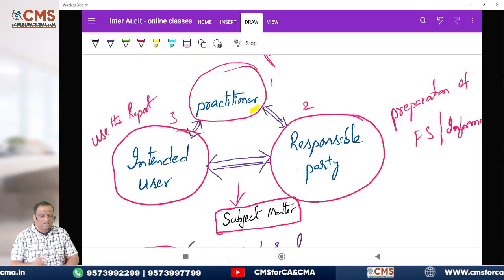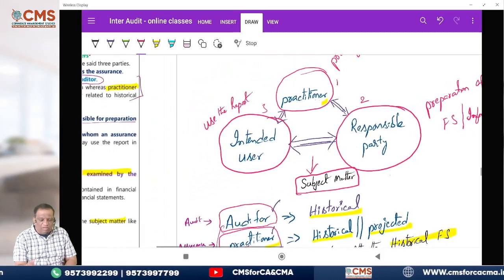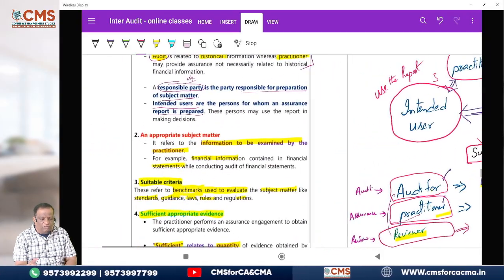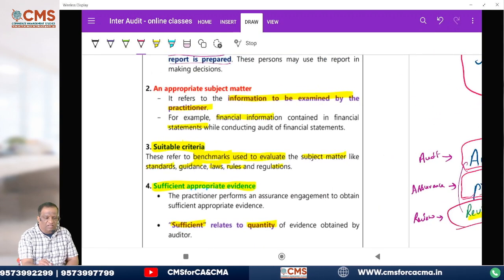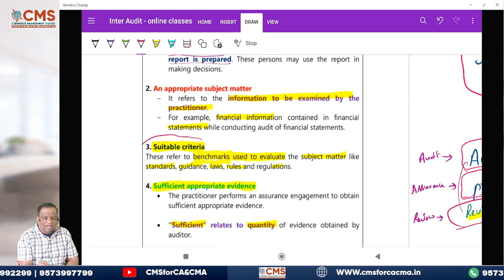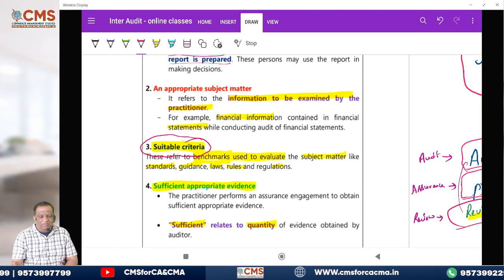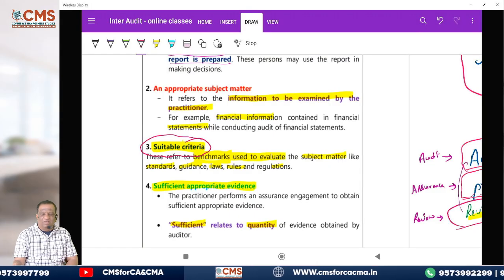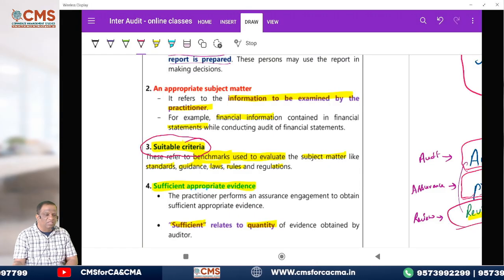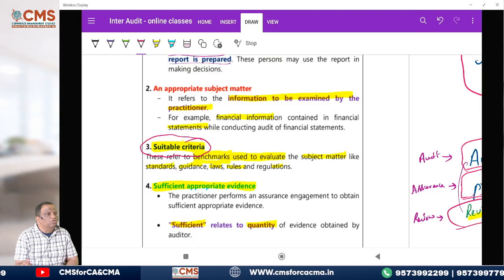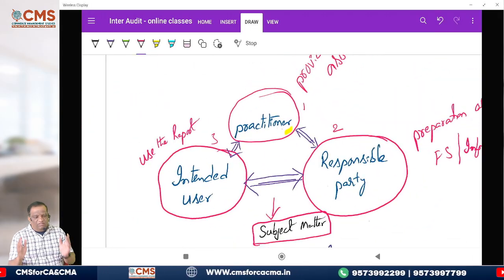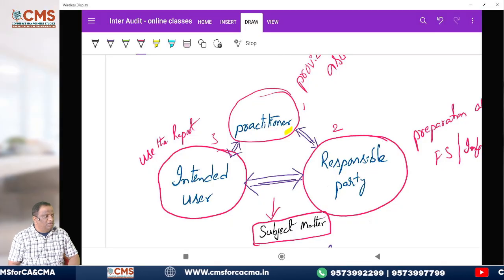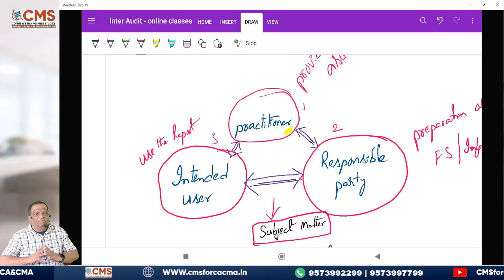So, this is what it is. Now, there is one more word which you need to get familiar with. That is suitable criteria. Because otherwise, these are the technical terms. As a student, if you read, it will be difficult for you to connect to these terms. So, that's why I am requesting you to listen. What is the suitable criteria? That is nothing but whenever the practitioner is verifying subject matter, he will keep certain benchmarks.